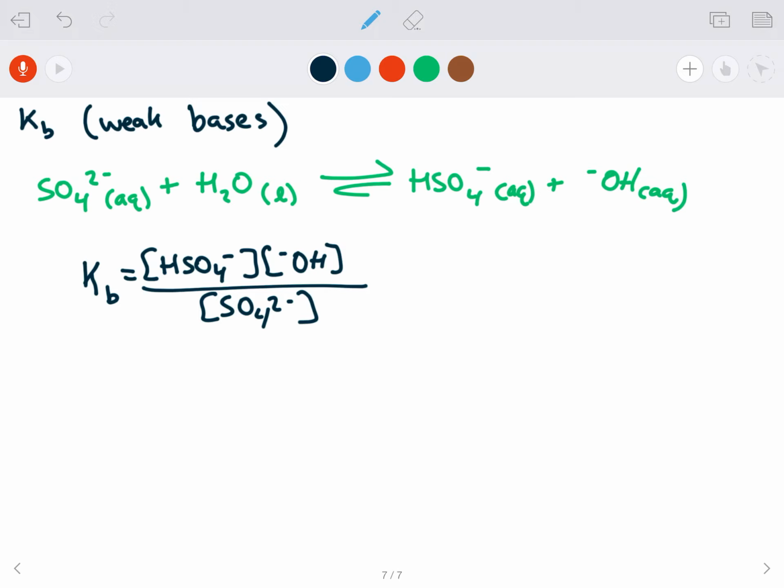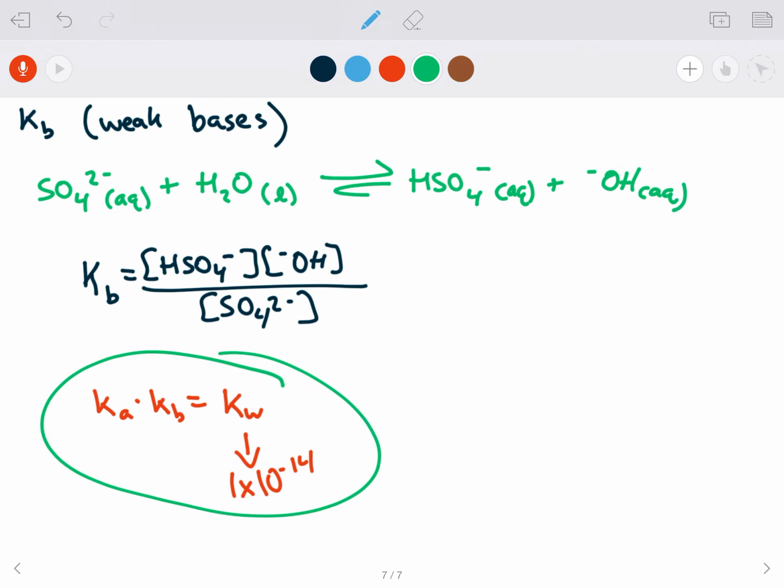Now Kb and Ka are related to each other. Right? Ka times Kb is equal to Kw. And if you remember, Kw is 1 times 10 to the minus 14th. So that means if you know Ka, you know Kb. If you know Kb, you know Ka. Because they're related through this equation.